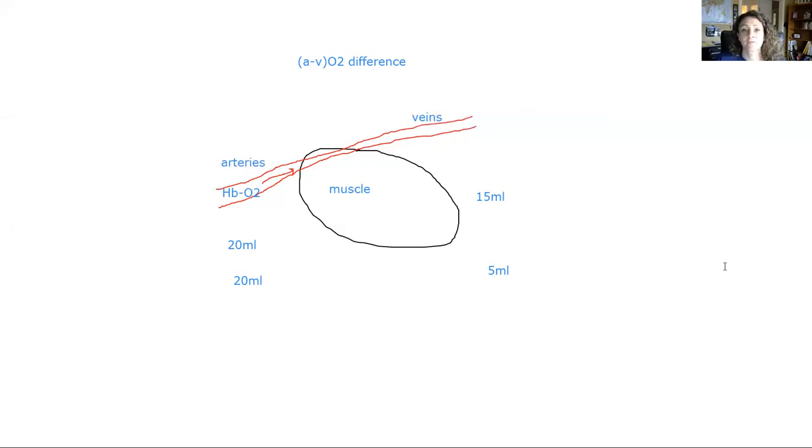So the difference between the oxygen content in the arteries and the oxygen content in the veins is AVO2 difference. It's important when you write it that you have parentheses here, because if you write it without the parentheses, it looks like this, and VO2 written like this is oxygen consumption. Like we talk about VO2 max and VO2 peak, and that's not what we're talking about here. So make sure when you write it, you put parentheses around the AVO2 difference.